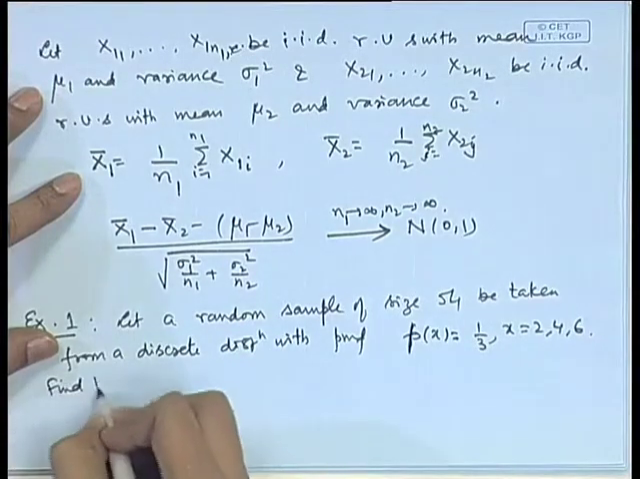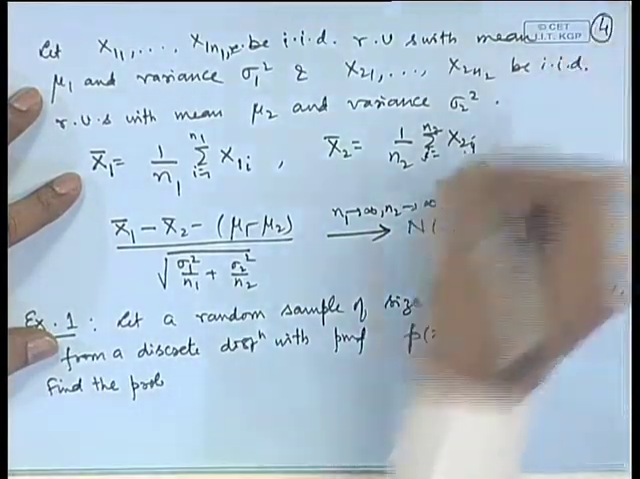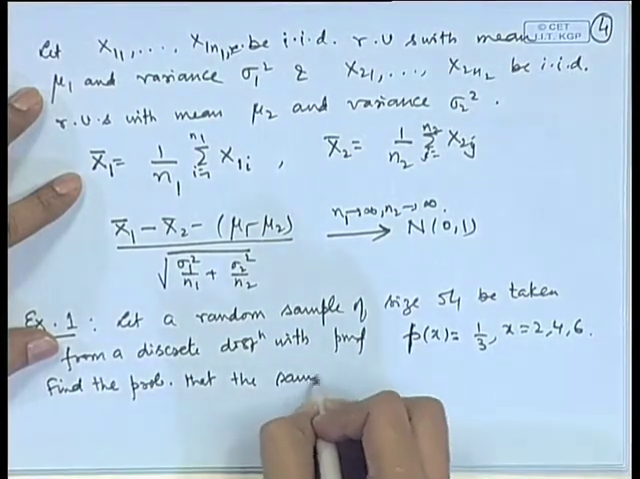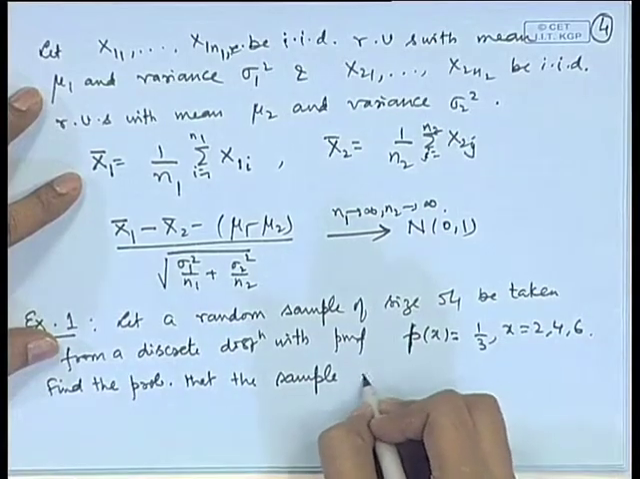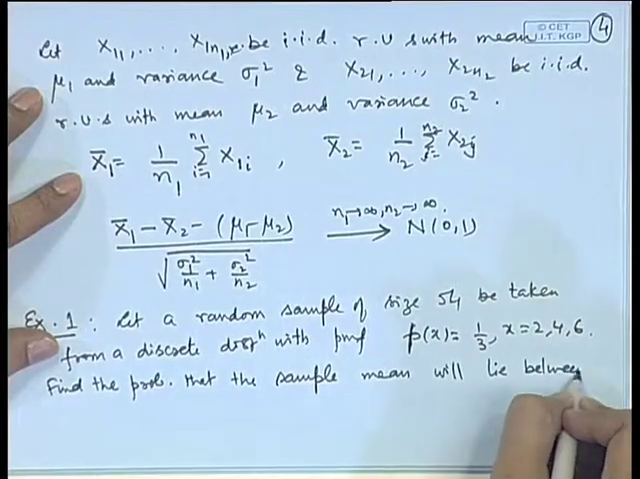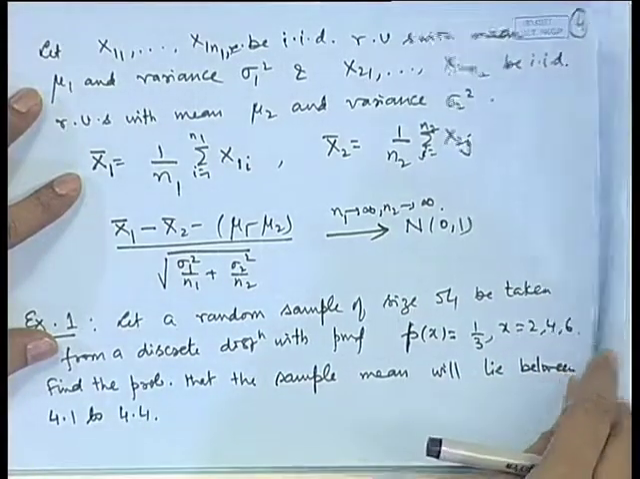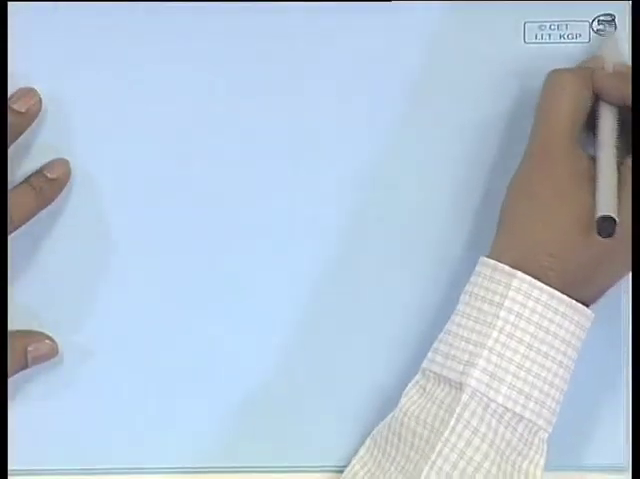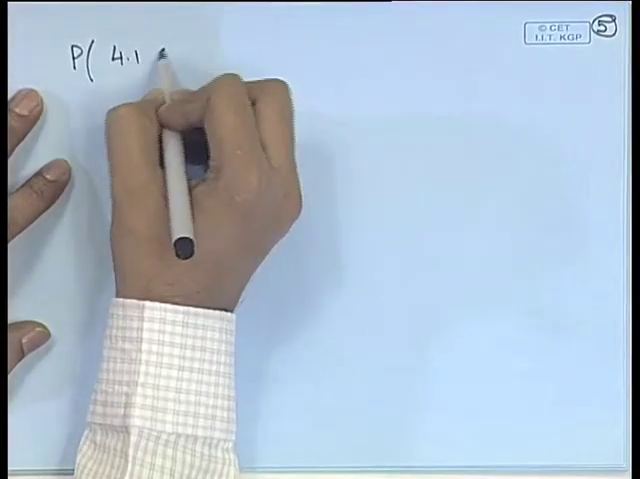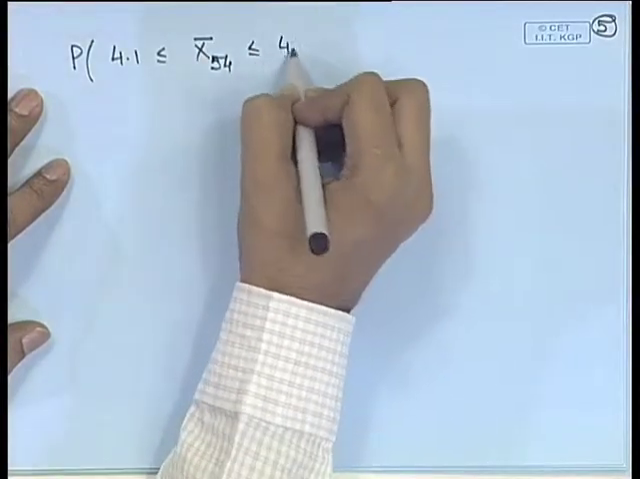Find the probability that the sample mean will lie between, say, 4.1 to 4.4. So, basically we are interested in getting the probability of 4.1 less than or equal to X̄_n, where X̄_n is X̄_54, less than or equal to 4.4.